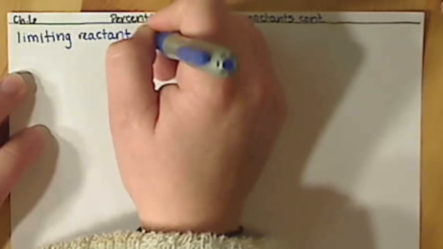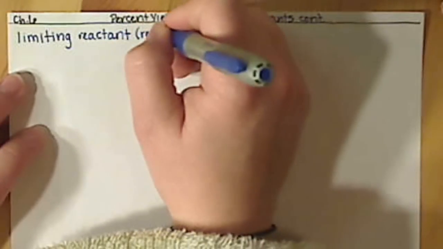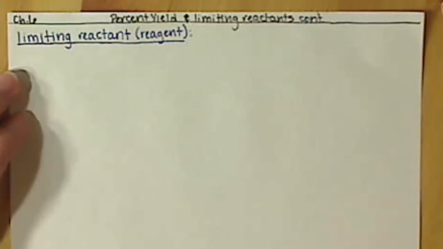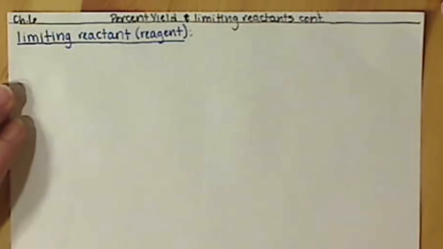And sometimes this is also called a reagent. And for all of our intents and purposes, we're going to use those interchangeably. Okay, no difference to those. And this is the reactant that's going to limit the reaction. Okay, so this is going to limit how much product we can form. And it's going to be the reactant that's going to be used up first and used up in its entirety. And once it's used up, the reaction stops.